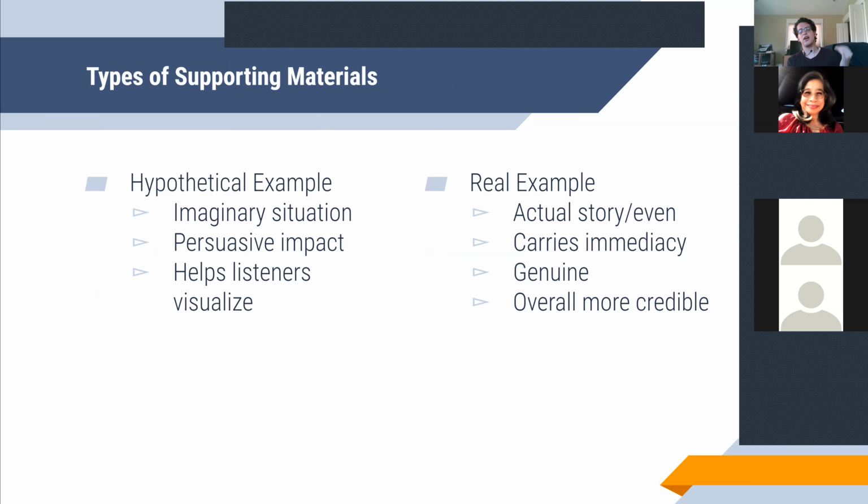We're going to cover 2 to 4, I forgot the exact count, types of supporting materials, starting with the example. When I talked about your speech outline, I mentioned that you want to use specific examples in your speech. We're going to talk about 2 general types and 2 general ways of delivering an example.